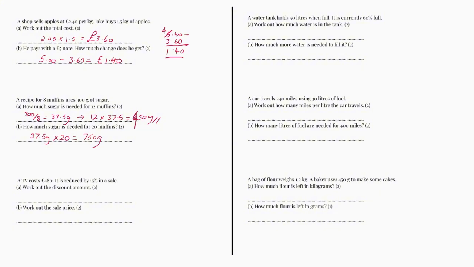A TV costs £480. It is reduced by 15% in a sale. Work out the discount amount. So we have 480. So what I'm going to do is I'm going to do 0.15 times 480. Now that equals 72.